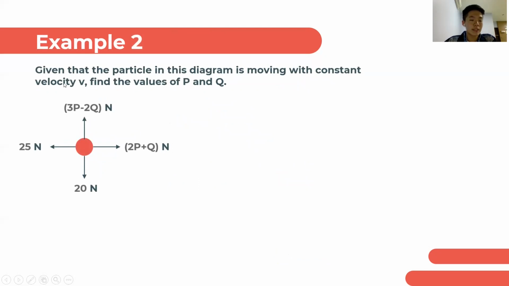So for the second example, given that the particle in this diagram is moving with constant velocity v, find the values of p and q. Notice that the x-axis and y-axis both have two variables p and q. So it doesn't matter where we start first, but we'll start first at the x-axis. So sigma fx equals 0.